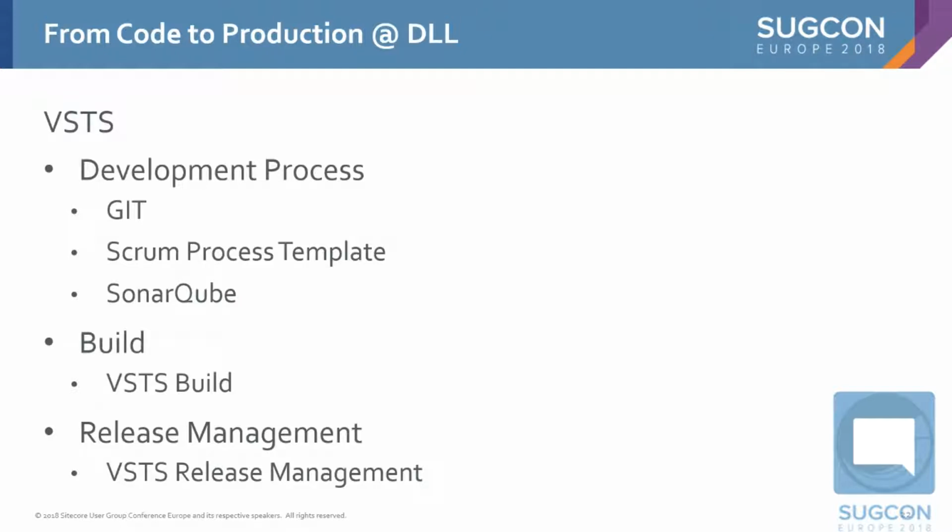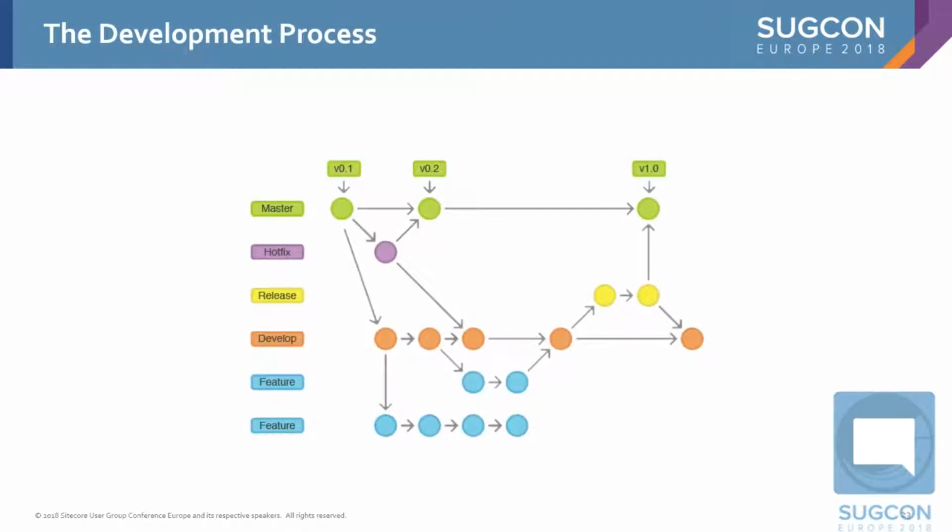So if we then zoom in a little bit on the development process, how many of you recognize this picture? Ooh, that's 20%. How many of you use Git as a source control? That's okay, that's most of the room, that's good. This is actually Git flow.